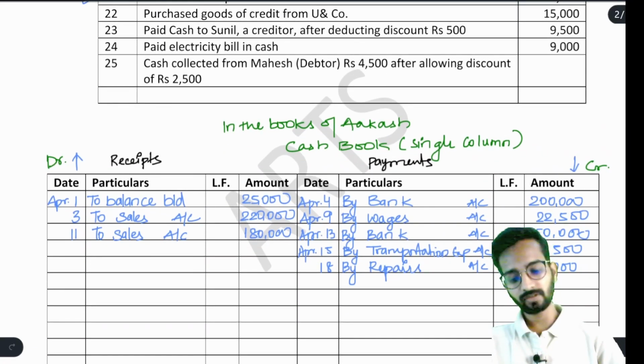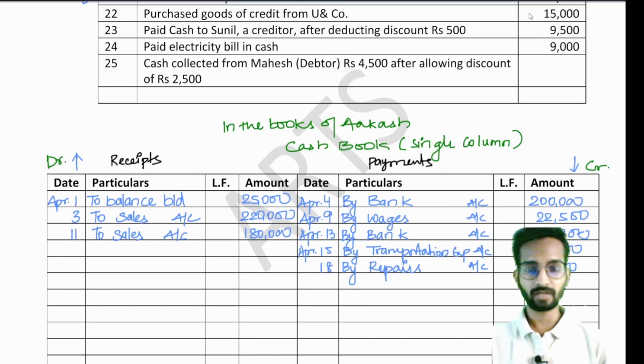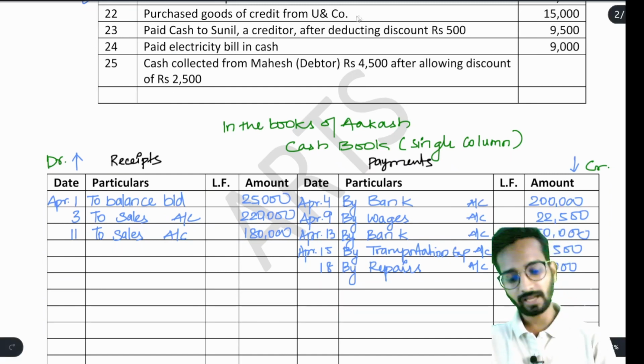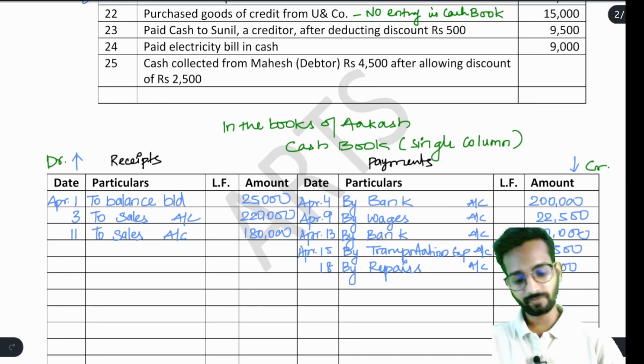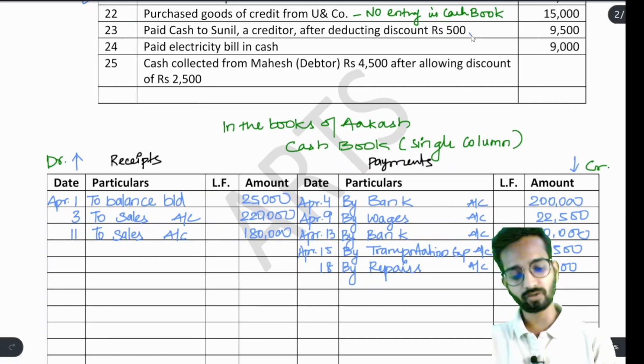Purchased goods on credit from you and company. We have purchased goods on credit of 15,000. Now remember, if I would have made purchase on cash, I would have got the goods, paid the cash. But in this case, I got the goods, but I am saying I will pay you after 2-3 months. It means there is no payment of cash. Therefore, we know that there will be no entry in cash book.